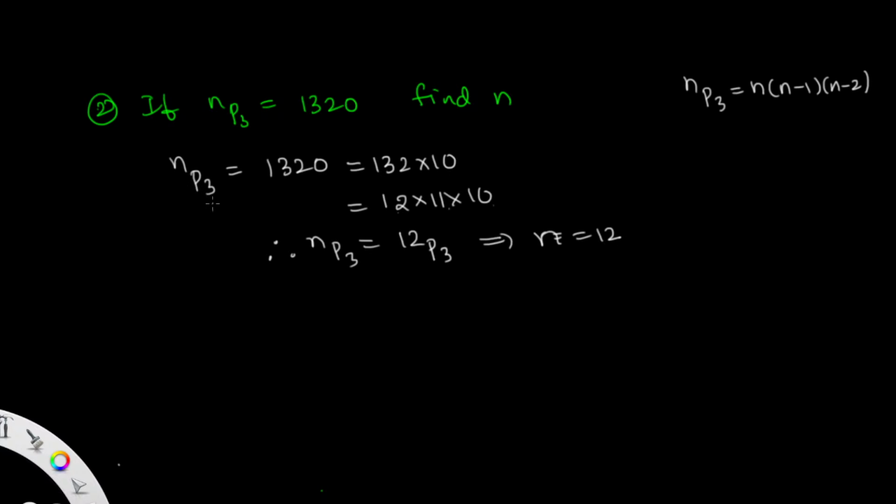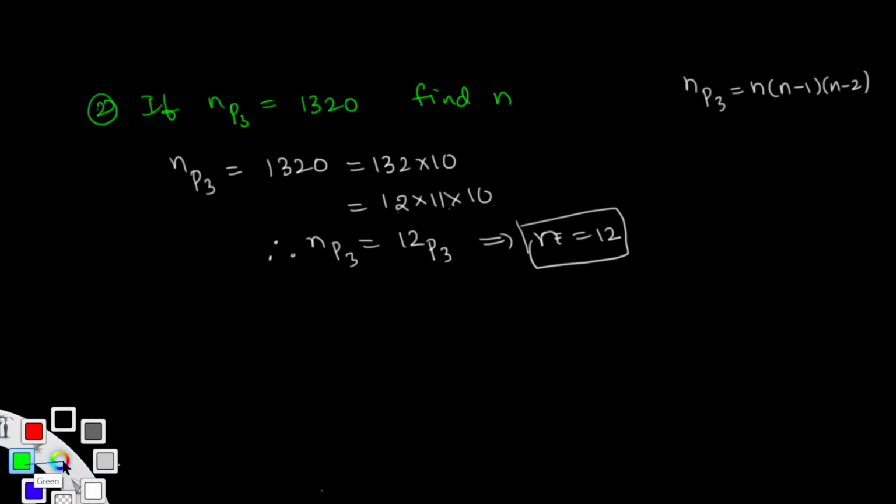nP3 is the product of consecutive natural numbers. As given in the question, 1320 is written as 132 into 10, and as a product of consecutive numbers, 10 is there, 11 is there, and then 12. So 12 into 11 into 10, which is n into n minus 1 into n minus 2, consecutive numbers. Therefore 12P3, then nP3 gives n equal to 12. That's all. This question carries 2 marks.